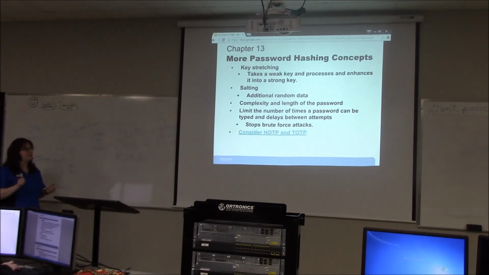Some other things to remember: the complexity and the length of the password definitely come into play when you're talking about password hashing. The strength of your password overall, if it's got numbers and characters and things like that in it, upper and lowercase, it's going to be stronger, so that's going to help with hashing. Limit the number of times a password can be typed in.